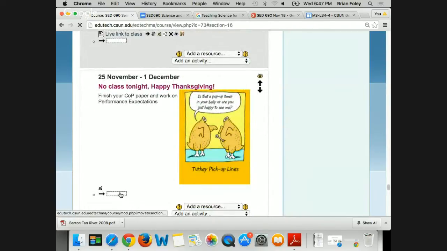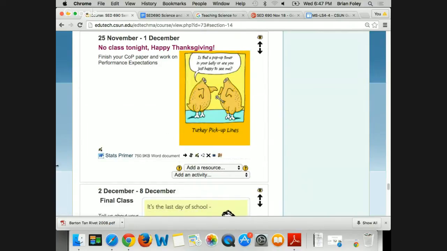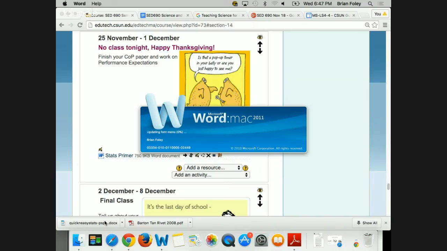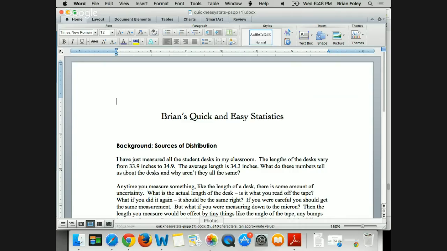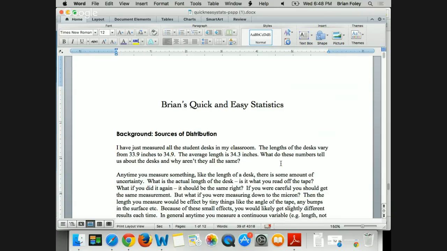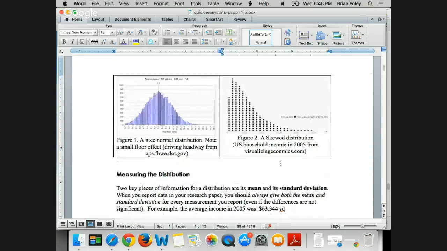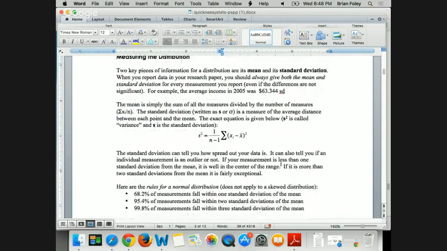So our reading for next week when you're off is this document called the Stats Primer. It's a short description of statistical analysis for education that was written by me, and tries to cover things without being too terribly complicated. There are a lot of pictures. I know it's 12 pages, but there's a lot of pictures in here, like this, like that. And so we're going to look at that.